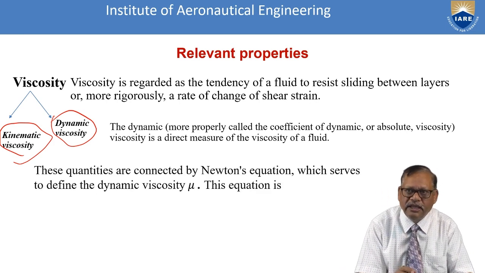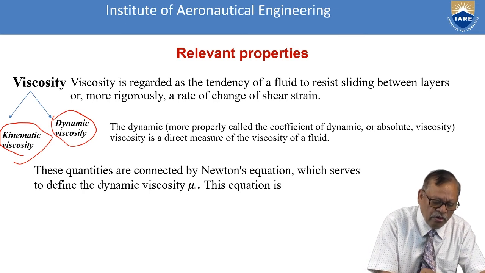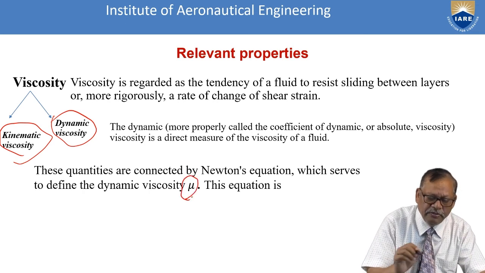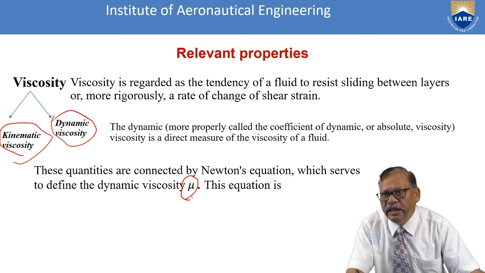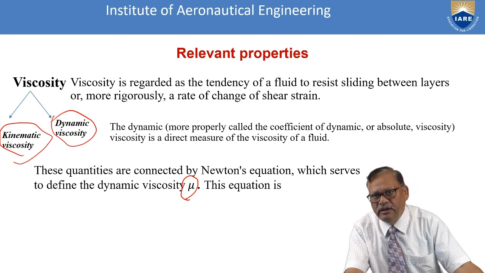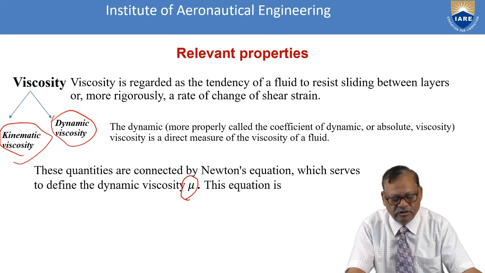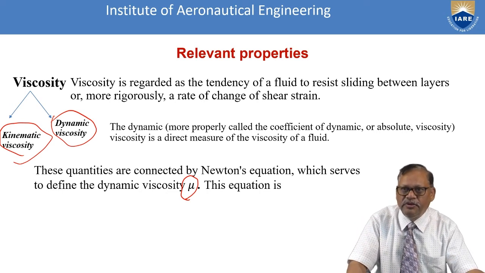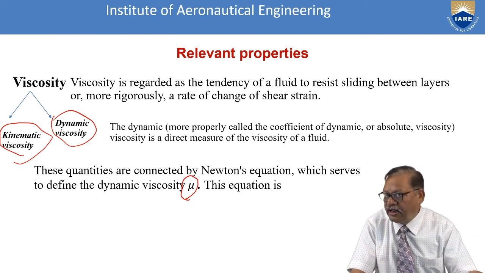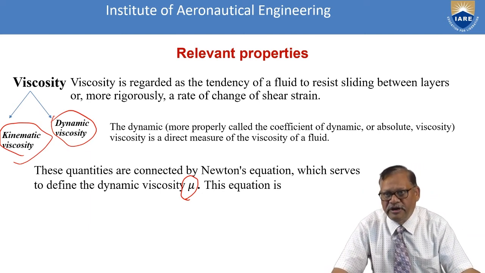We denote this one in the form of mu. Probably we will be utilizing this mu again and again when we study the Reynolds number. So dynamic viscosity is denoted by mu, and this mu will be utilized. Without this, boundary layer or any real fluid analysis will be difficult.